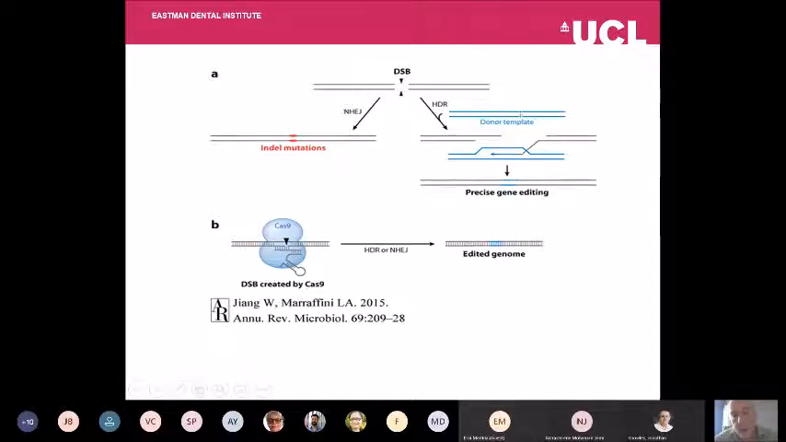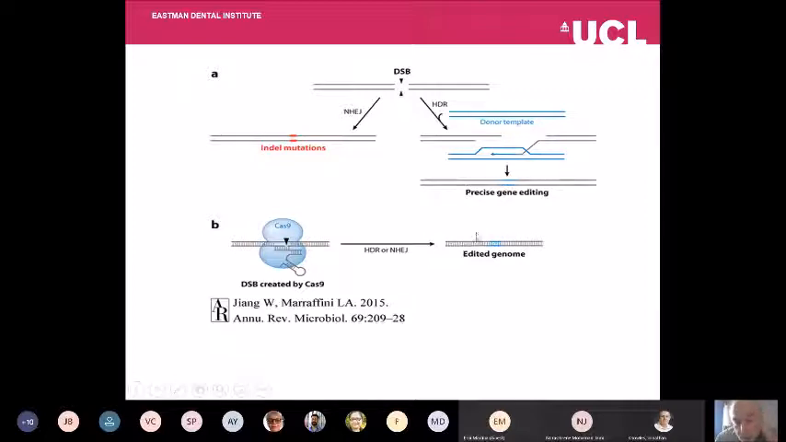Or you can add a template of your own choosing, and if this donor template is homologous to these regions, we can get repair by homologous recombination. If you choose this sequence here, you remove the target of the CRISPR-Cas. So the CRISPR-Cas will kill and destroy every genome except the one that's got the target you want, and this allows only the edited genome to survive.